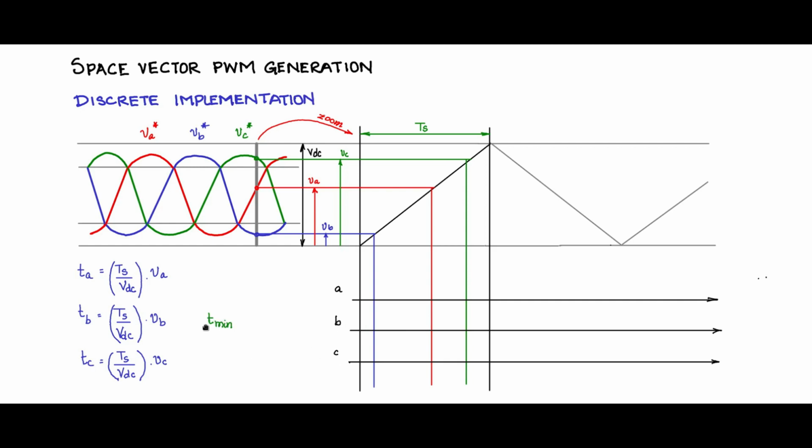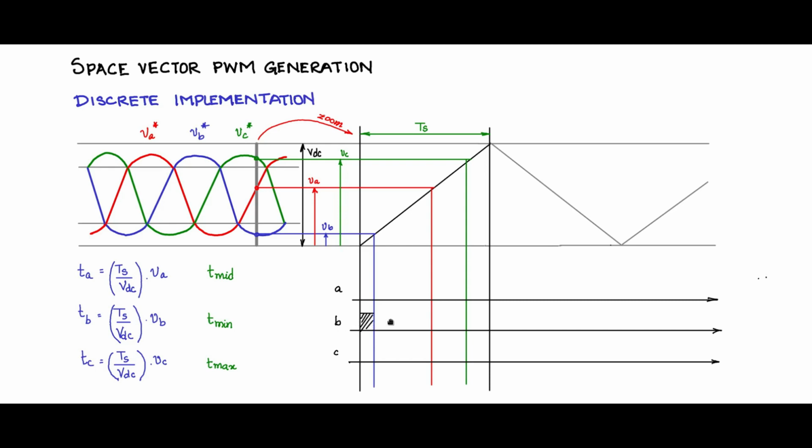So let me say that TB is T min, because at that instant we are looking at, VB is at a minimum and VC is at the maximum, and TA is a mid value, T mid. So let us now draw the PWM waveform.